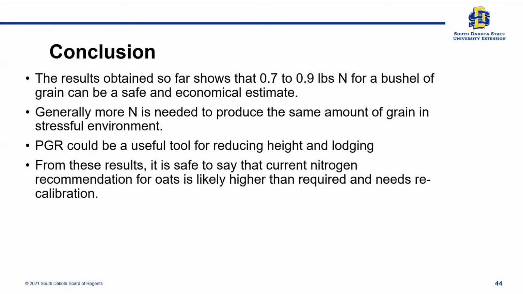So, conclusion: the results we obtained so far show that 1.3 is quite a bit higher than what we think would be useful for growing oats in South Dakota. I would say about 1/7 to 1/9 of a pound of actual N per bushel of grain. And we all know, I think Dr. Chris Graham also mentioned that yesterday on wheat, that more input, more fertilizer is needed to produce the same amount of grain in stressful environments, drought and heat stress environments we get in South Dakota.